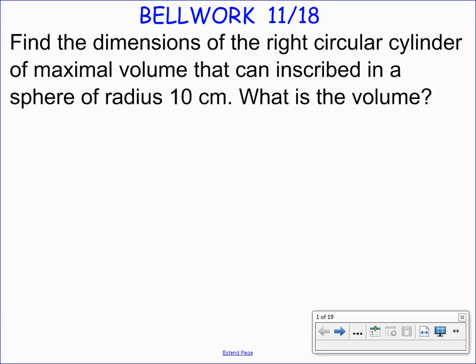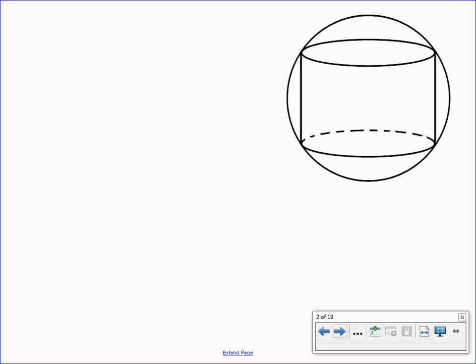So let's suppose you're asked to find the dimensions of the right circular cylinder of maximal volume that can be inscribed in a sphere of radius 10. And what is that volume? So I went ahead and drew a picture here. And I think the key is being able to determine how the dimensions of that cylinder are determined by the set radius of the sphere.